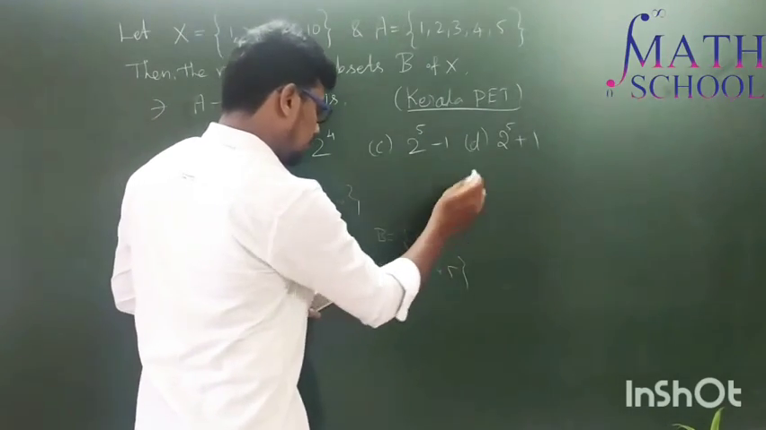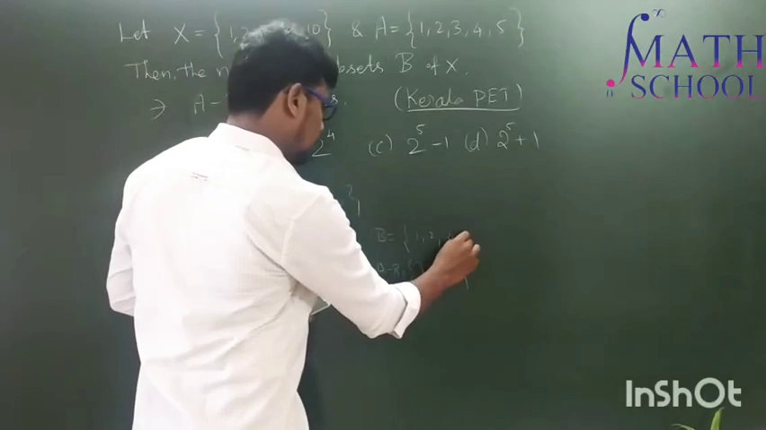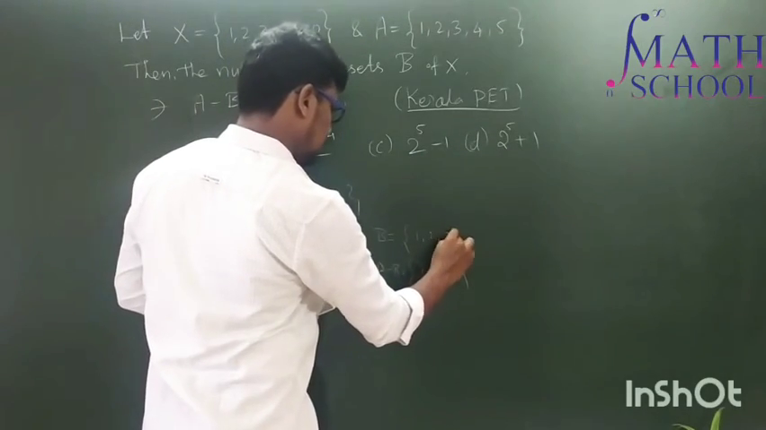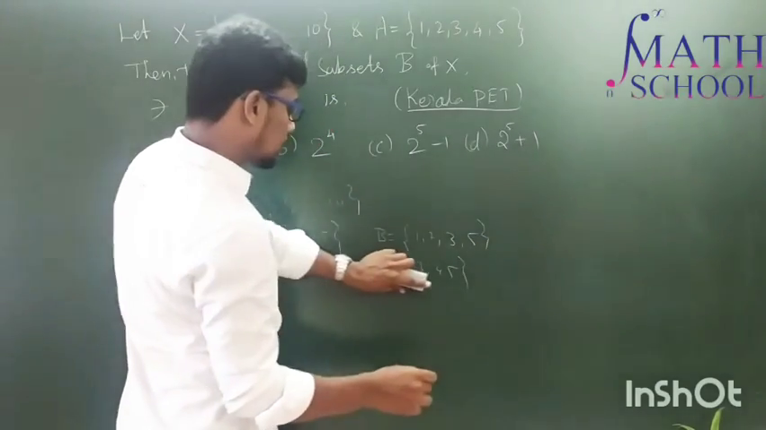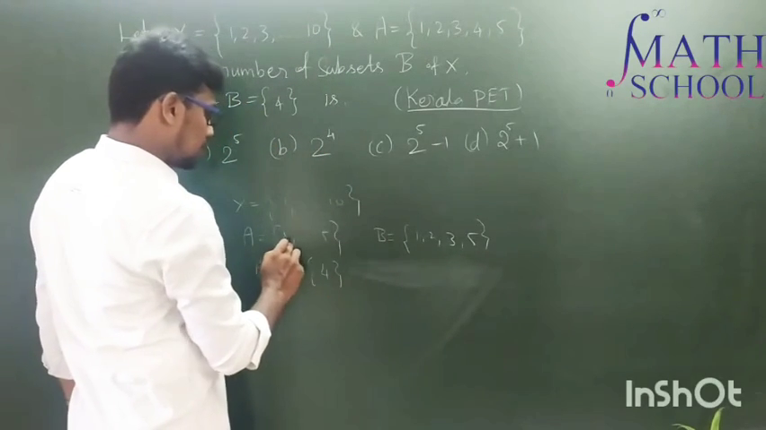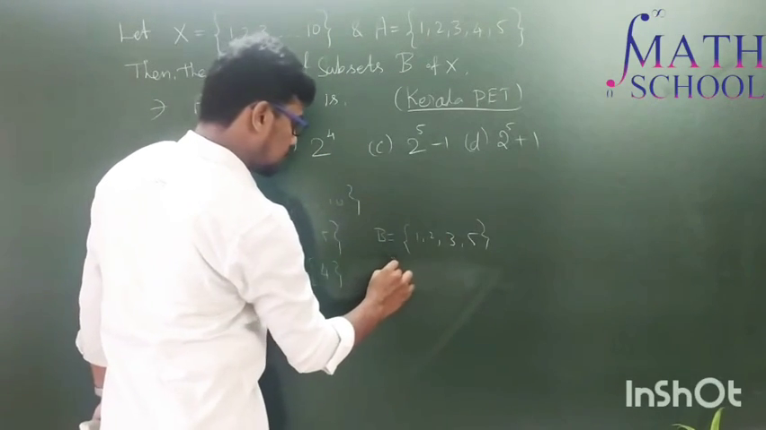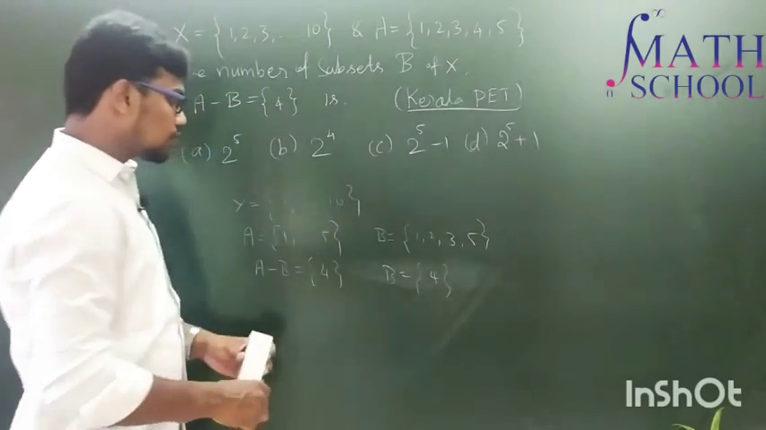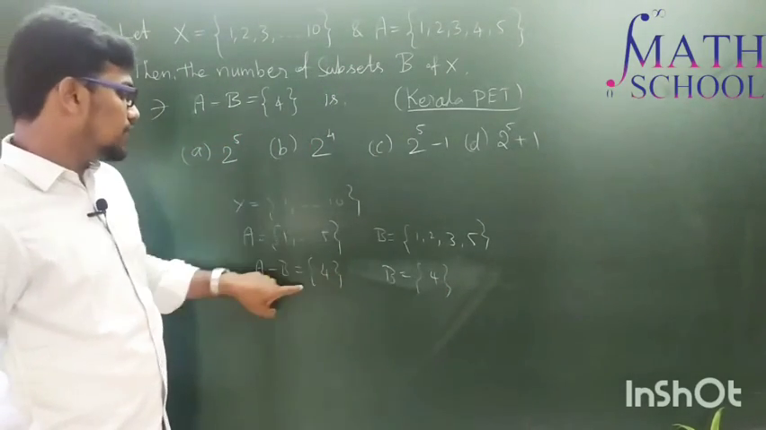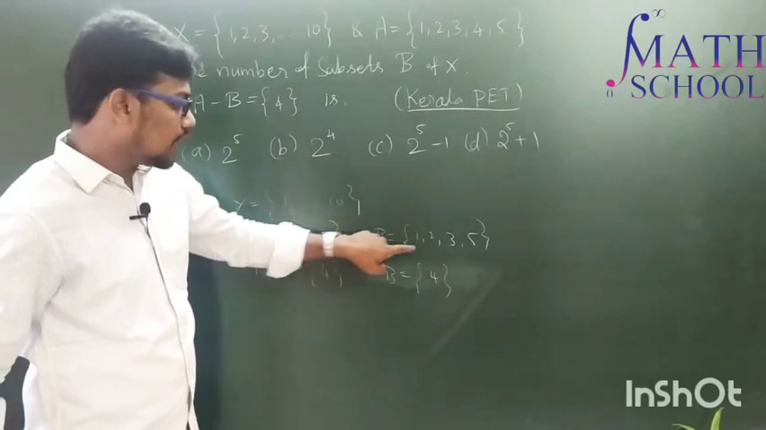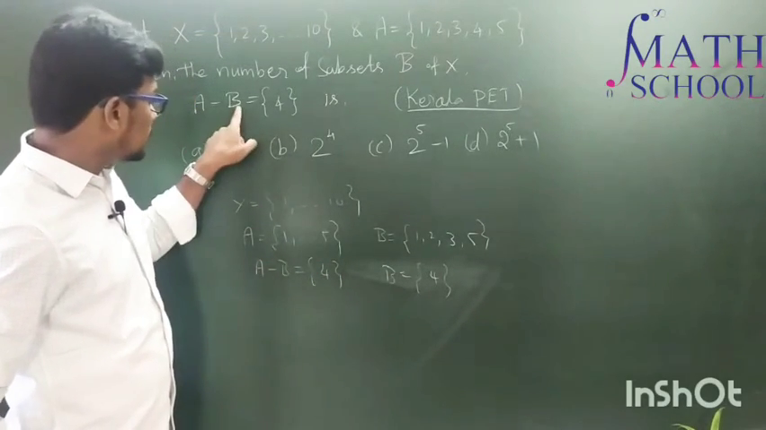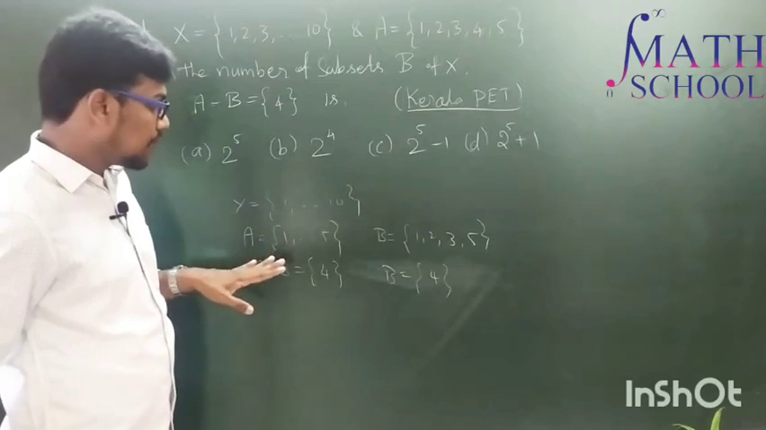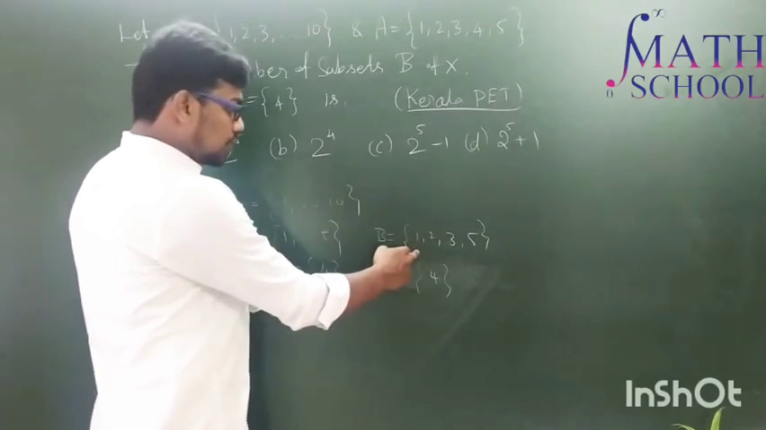But for example, if we take {1, 2, 3, 5}, in that case what will A minus B be? A is {1, 2, 3, 4, 5}, B is {1, 2, 3, 5}, so A minus B will be {4}. So this is one of our B sets, right? If we take B like this, then we satisfy the given data. But this alone need not be our only B set.